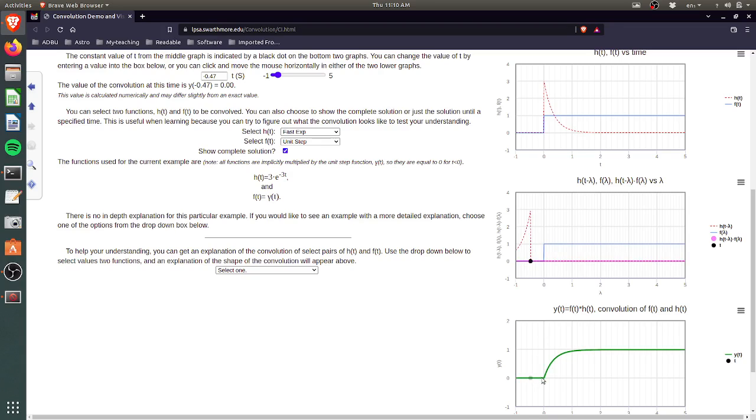You can see here the value is 0. So you bring this some more. So now this is the place here. This is where they just start overlapping. You can see here they just start overlapping.